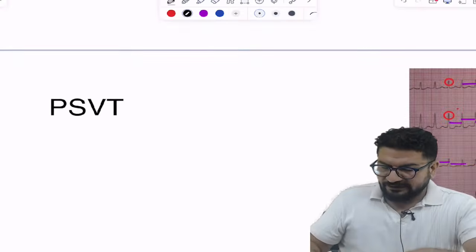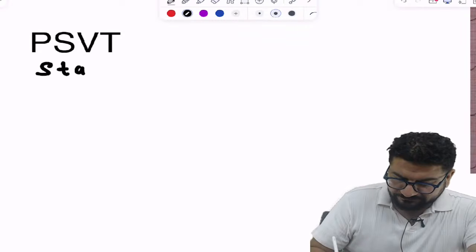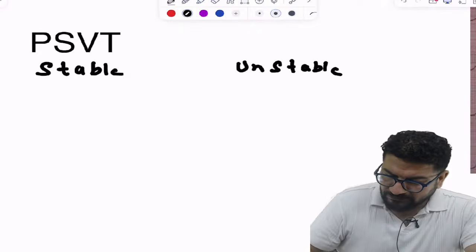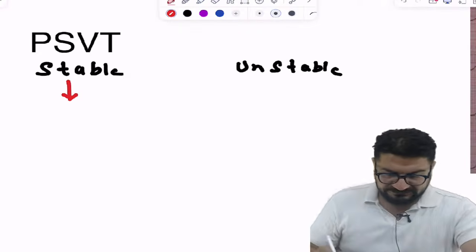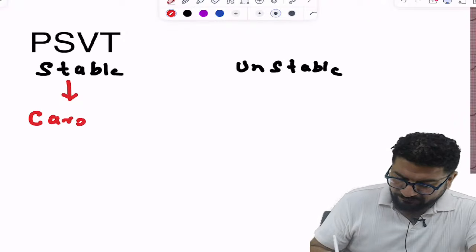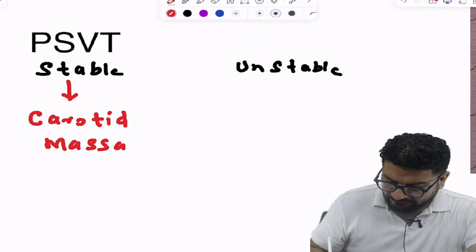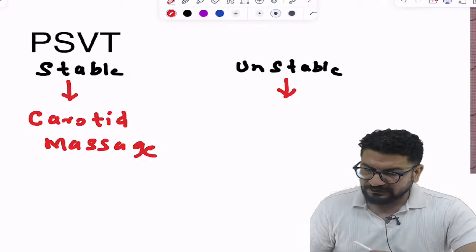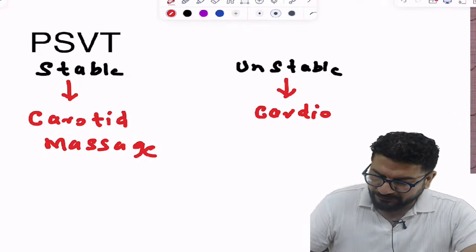So in PSVT they ask you how you will manage. So if it is a stable patient or it is an unstable patient. So in stable patient what we do, this maneuver called carotid massage. In stable what we do, carotid massage. And in unstable patient what we do, we straight away do cardioversion. It is synchronized cardioversion.